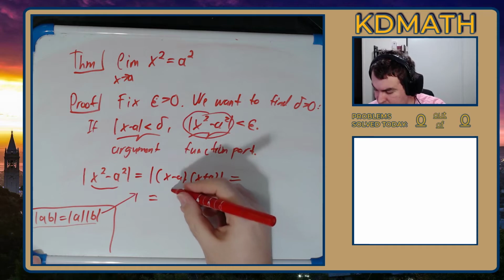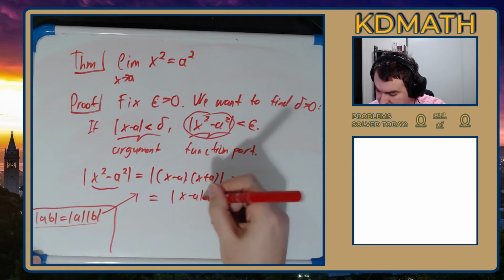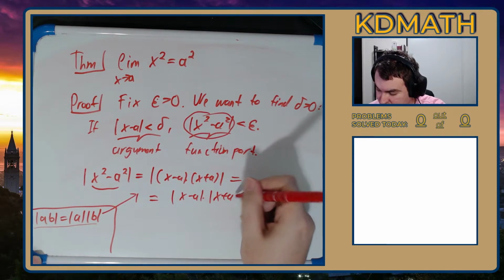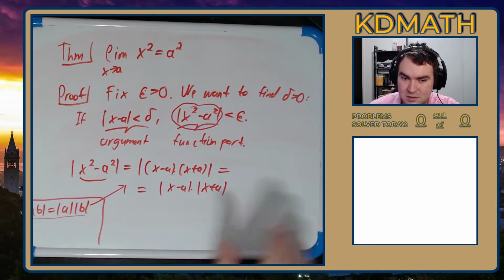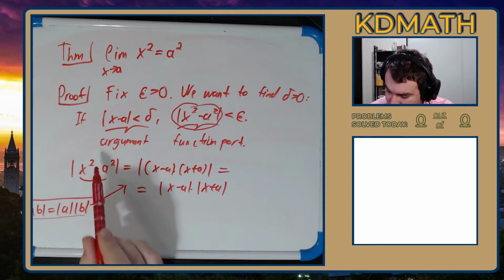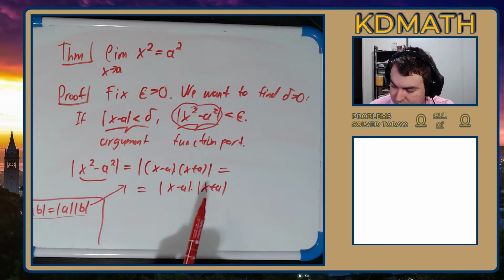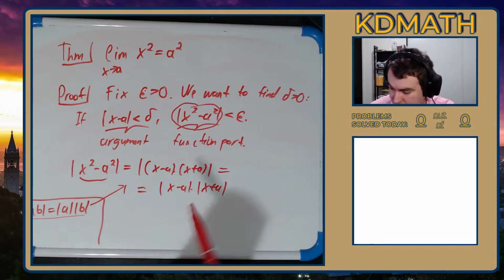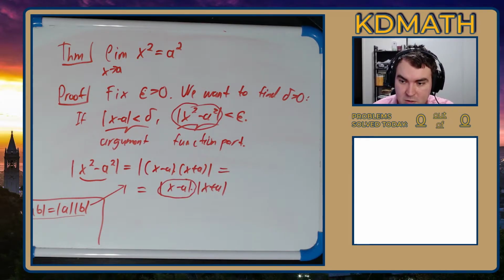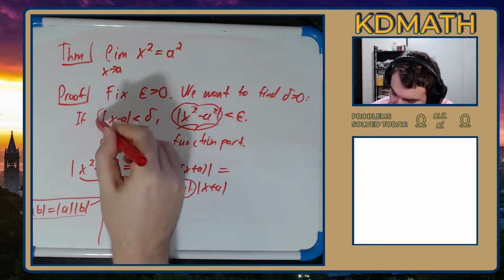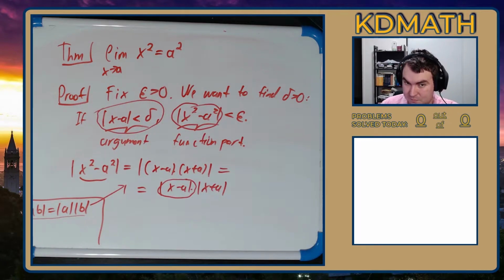So we can also now use this to factor x minus a times x plus a inside the absolute value. So we've factored the function difference here as x minus a and x plus a. But now, x minus a, we already know something about that, right? We already know that x minus a is maybe less than delta once we fix our delta.